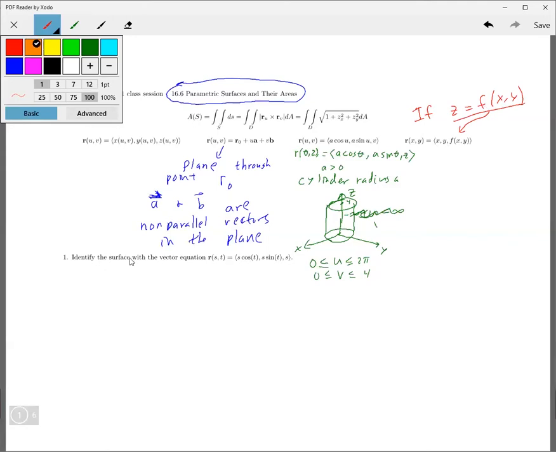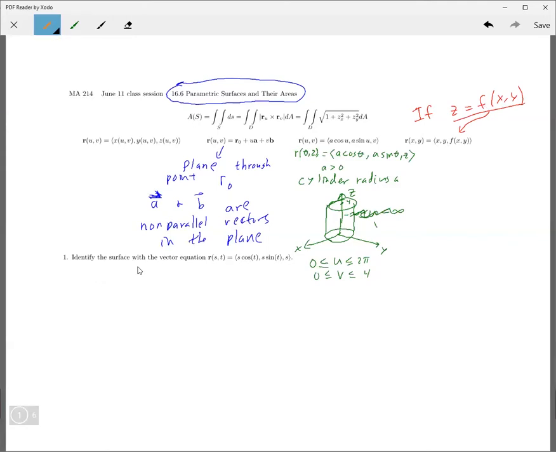So the first problem right here: identify the surface with the vector equation r of s and t equals s cosine t, s sine t, comma s. Okay, so what do you think? Now, if this wasn't an s here, let's say that was a 4 or something, a 4 cosine t, 4 sine t, comma s, then that would be a cylinder, right? Yeah. But since there's an s there, what do you think is going to happen?